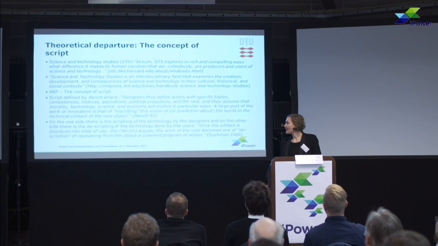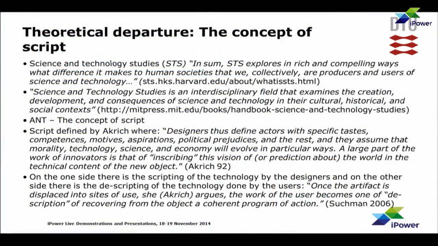The research that I will present here today is theoretically based in the field of science and technology studies, which is an academic field that emerged when scientists, historians, and sociologists of science began to investigate the relationship between society, scientific knowledge, and technological systems. So in sum, STS explores what difference it makes to human societies that we collectively are producers and users of science and technology. It is an interdisciplinary field that examines the creation, development, and consequences of science and technology in the cultural, historical, and social context.